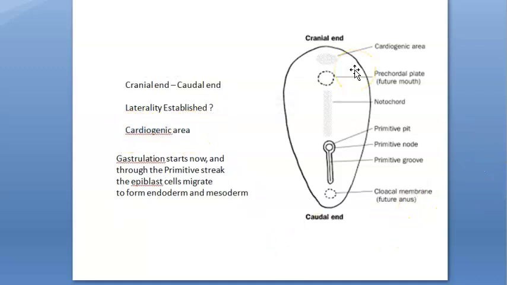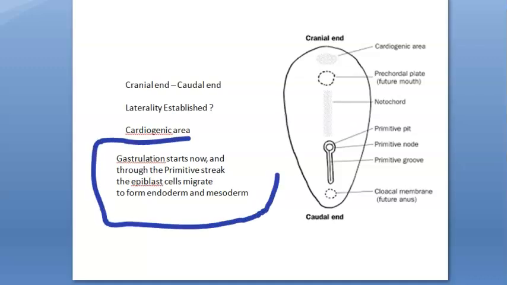Then the cardiogenic area, the heart. Where will the heart form? You know, the heart is forming actually somewhere here. They have shown this as the cardiogenic area, but actually it is above the mouth in this image. Remember, this is the dorsal surface and the mouth is actually ventral. So you just understand, that's why they put a dotted line here for the precaudal plate, the future mouth, the oropharyngeal membrane.